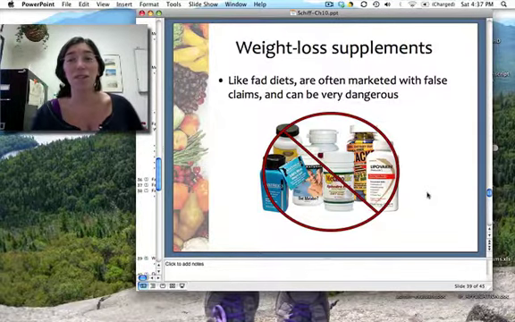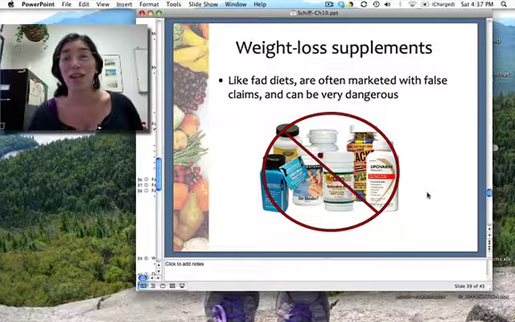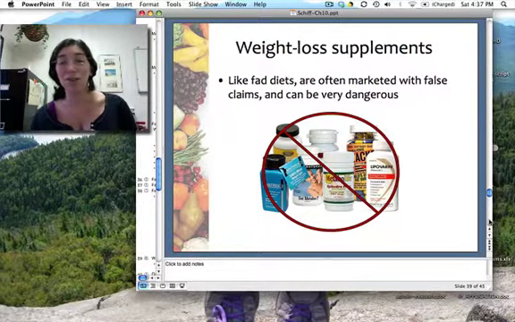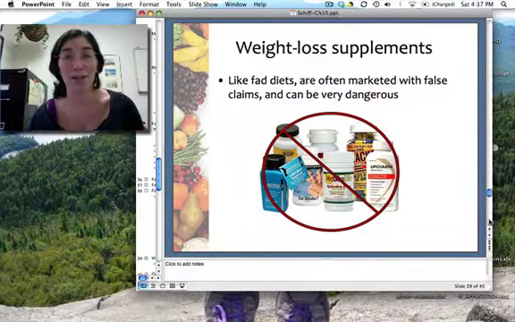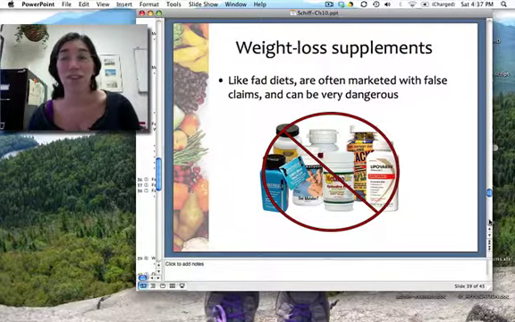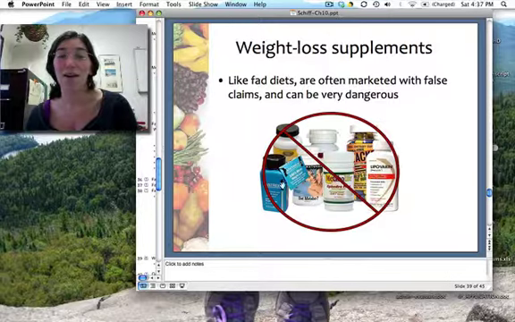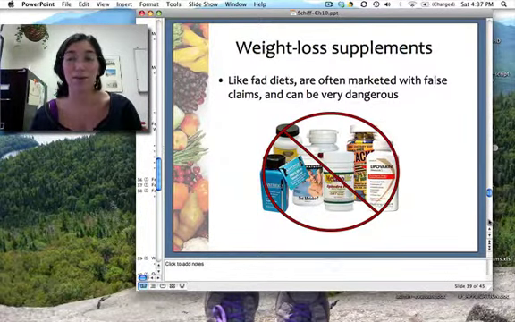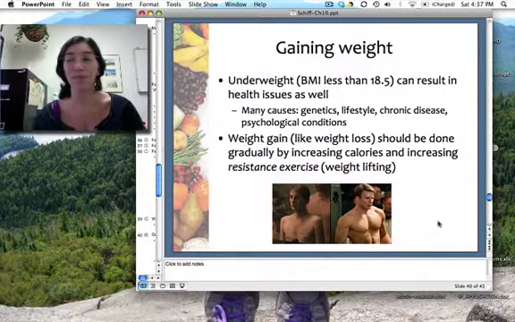They're often marketed with false claims, and so I have this big no smoking sign. Don't take dietary or weight loss supplements. They oftentimes don't work. Sometimes they're just caffeine in a pill. They give you the jitters. And sometimes they are diuretics, and sometimes they are other compounds that actually can be very dangerous. So avoid those.